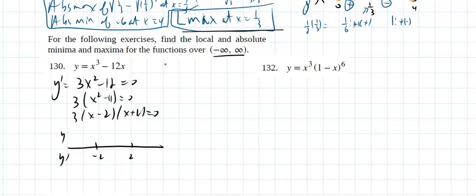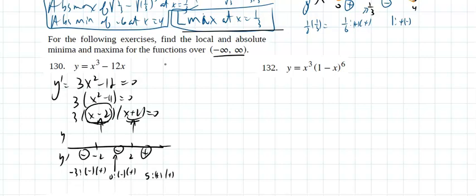There's the derivative, and there's y. Pick a point to the left of -2, say -3. -3 minus 2 is negative. -3 plus 2 is positive. Negative times a positive is a negative. Pick 0. 0 minus 2 is negative, and 0 plus 2 is positive. That's also negative. And pick a point to the right of 2, let's say 5. 5 minus 2 is positive, and 5 plus 2 is positive.